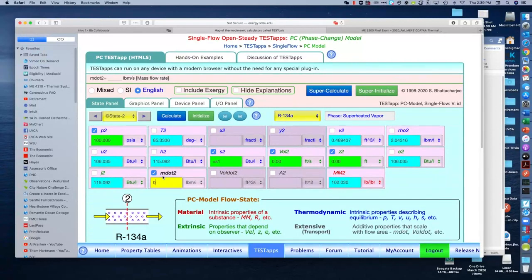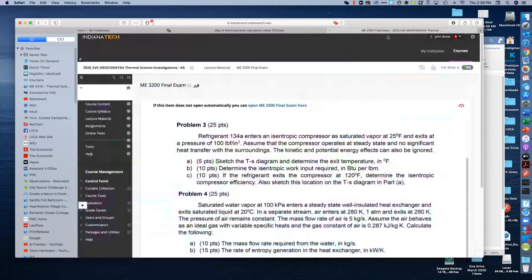I'm going to go ahead and say that since this is a steady state process, the m dot is just equal to the incoming m dot. So for this particular problem, we have now solved the problem. If I were to go back, the first thing that was asked is to sketch the TS diagram and determine the exit temperature.